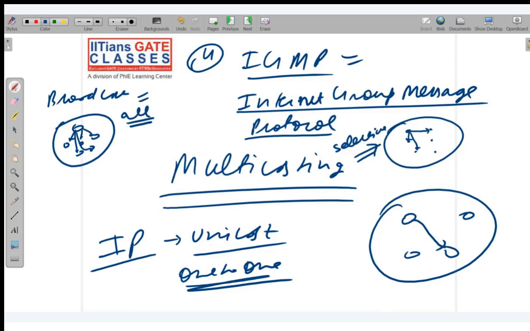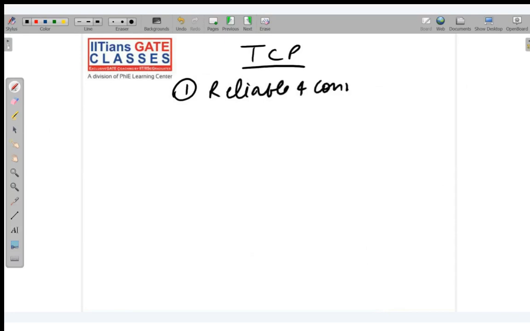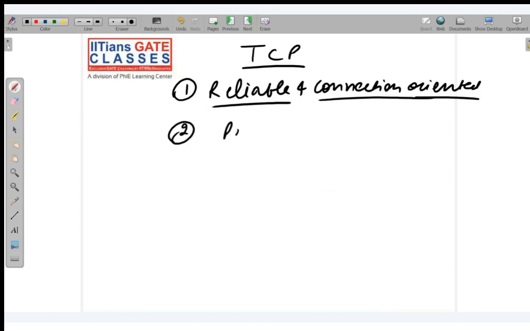Yeah. So let's start TCP now. TCP is Transmission Control Protocol. The first point which you should remember is it is reliable and connection oriented. What was IP? IP was an unreliable and connectionless protocol, but TCP is a reliable and connection oriented protocol. Second important point, packets of TCP are known as segments.